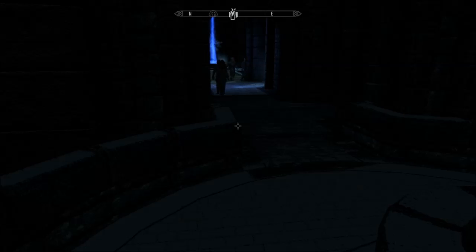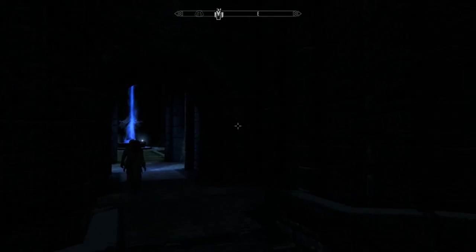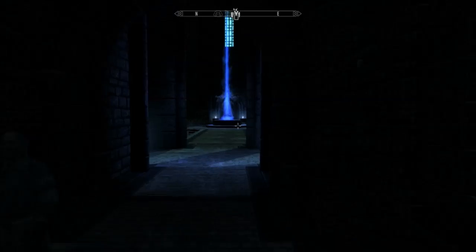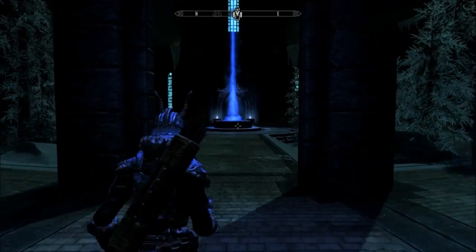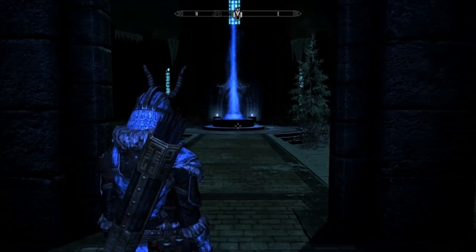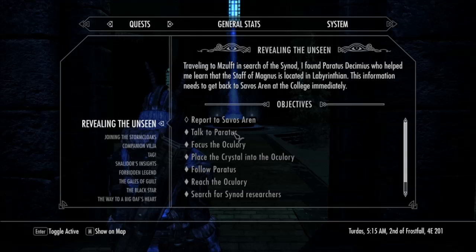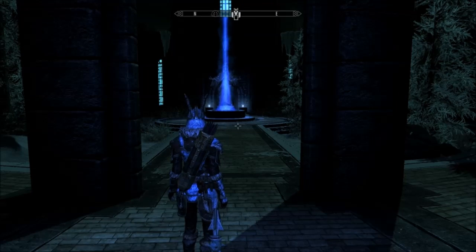So basically, what happens, for those of you who don't know, is you're going to be doing the College of Winterhold quest line fairly normally, and you're going to get to Revealing the Unseen. This is where you go to Mzulft, you go to the Synod, and you meet the guy and so on, because you're like, oh well, let's go see if we know where the Staff of Magnus is. So you go there and you're planning to return.